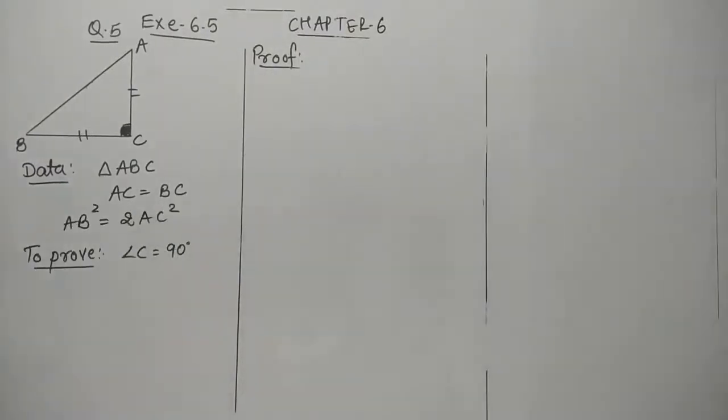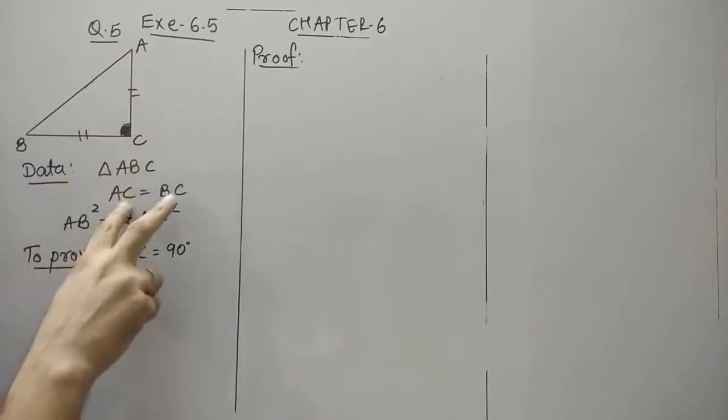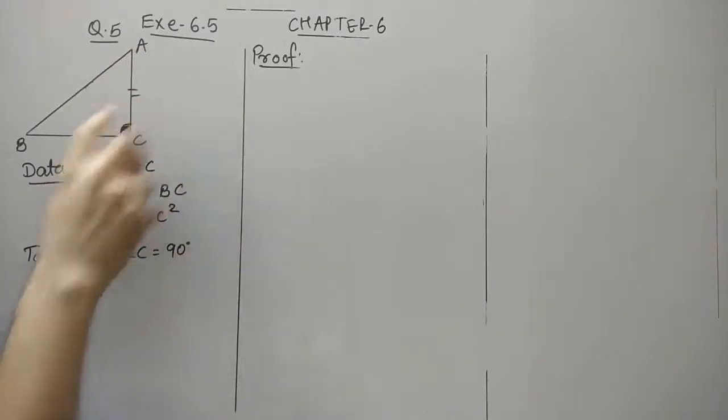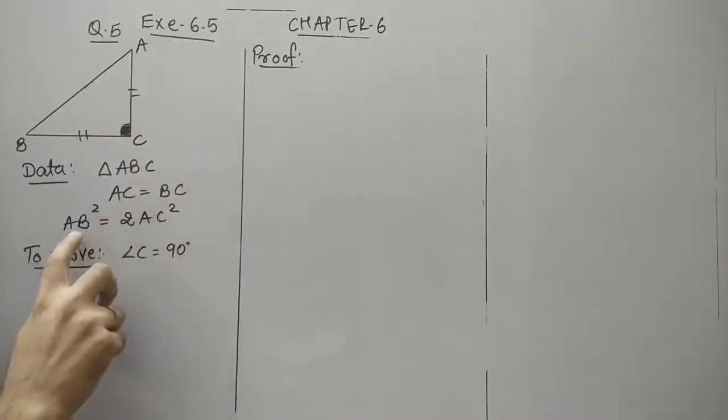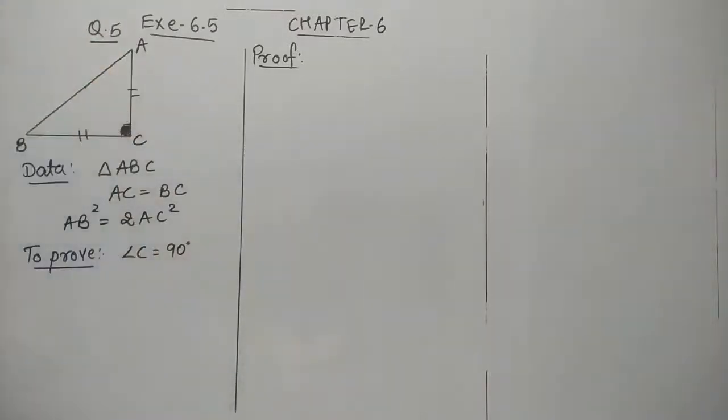Let us continue with question number 5. It is the converse of the previous question. Again it is given that triangle ABC is isosceles, AC and BC are the same, and AB square is 2AC square. We have to prove that it is a right angle triangle. That means angle C is a right angle.